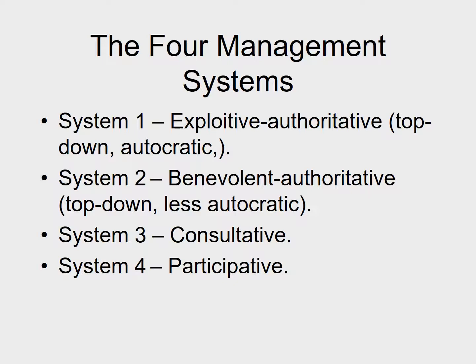System 2 is benevolent authoritative. So it's top down, it's still going to be a bureaucratic system, but there's at least a recognition of human value and human resources within that organization. It's less skeptical or less negative in its view of its employees. System 3 becomes more consultative, so we're actually looking at a benevolent authoritative system that has feedback going upwards. So now the decision making is actually being informed from lower levels.